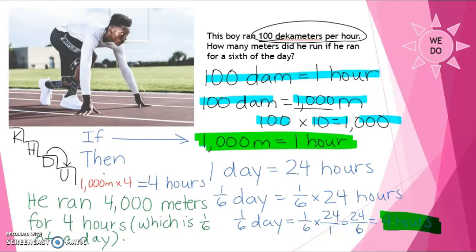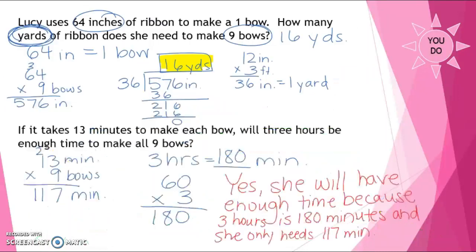I hope I'm not going too fast. If so, pause the video. Multiply 4 hours by 1,000 meters, because he goes 1,000 meters in 1 hour. So how many will he go in 4 hours? 4,000 meters. And we moved down a step here because we needed to increase or decrease. We were changing from decameters to meters, so we went down by 10. Before we run out of time, take a look at the very last page. Pause it.